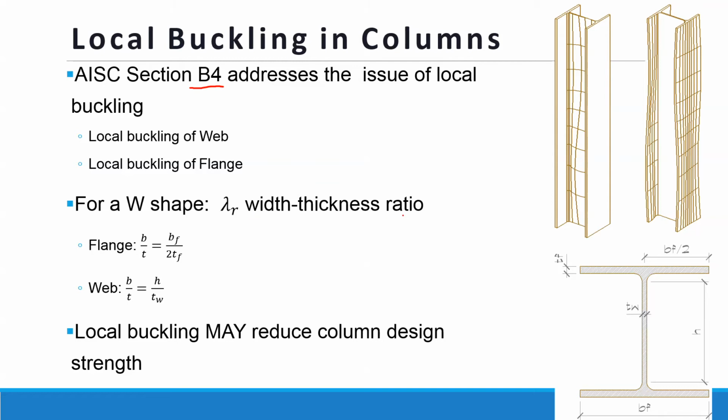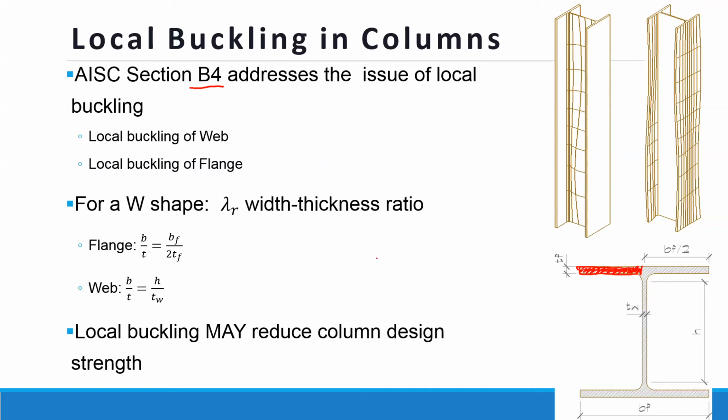Local buckling is only related to the width to thickness ratio. The width to thickness ratio is the ratio of the width of the element to the thickness of that element. For example, for the flange, the width to thickness ratio is the width of the flange, bf, over the thickness. Local buckling is only about the individual elements. So when we check local buckling for a wide flange, we are actually looking at this portion, right? It's like a cantilever plate.